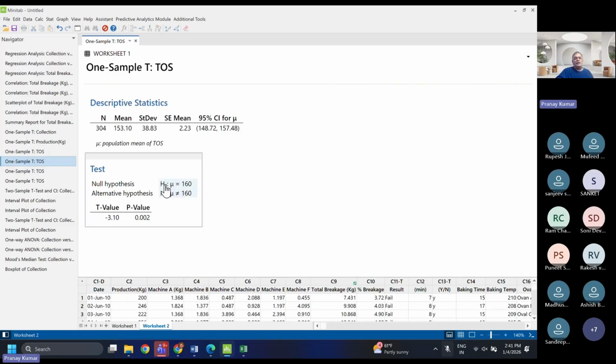By default, null is saying mean is equal to 160. Alternate is saying mean is not equal to 160. What question did you ask when you were doing one sample test? You said you were comparing the mean to a standard. Standard taken here is 160. Now that you have 0.02, you will accept the alternate. Null is not true, alternate is true. That is what it is telling you.